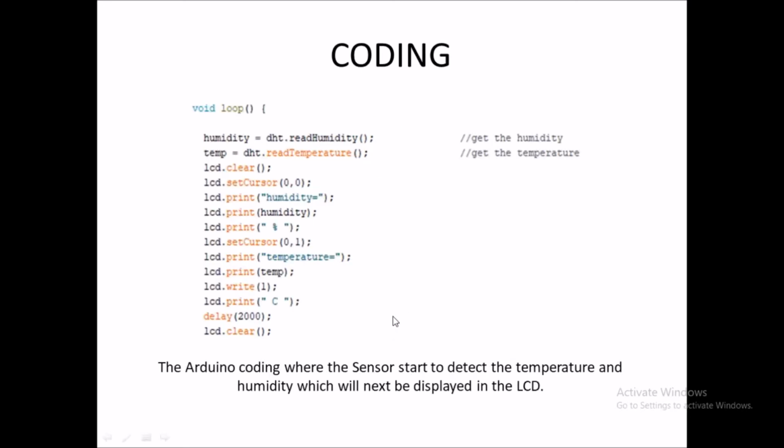For the Arduino coding, the sensors start to detect the temperature and humidity, which will next be displayed on the LCD. Here, humidity is equal to DHT read humidity, and temperature is equal to read temperature, where the humidity and temperature are obtained. And then, the current humidity and current temperature will be displayed on the LCD.